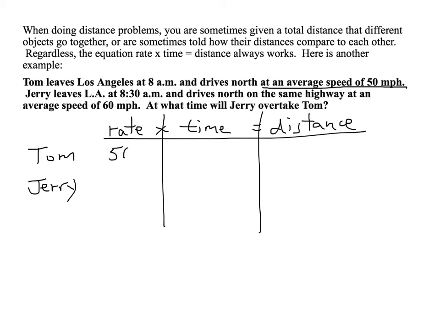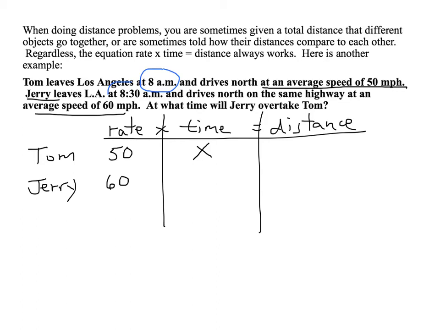So I'm going to put that into the chart. Jerry leaves and drives north at an average speed of 60 miles per hour. As far as the time goes, I don't know how much time. That's what the question is. So if I say that Tom's time is x, I need to now figure out what Jerry's time is in terms of x. It said that Tom left Los Angeles at 8 a.m.